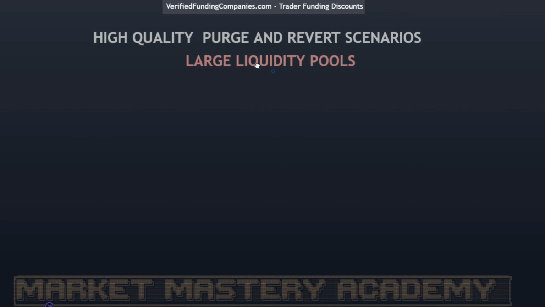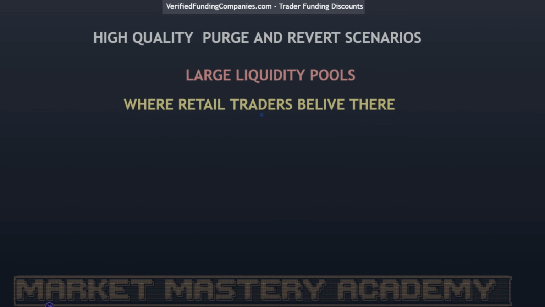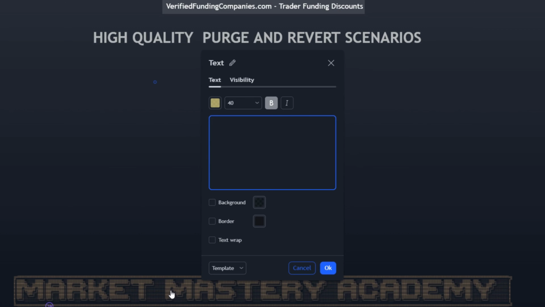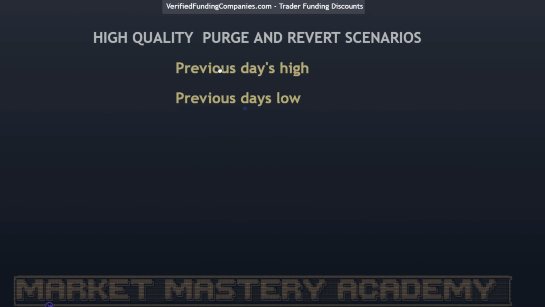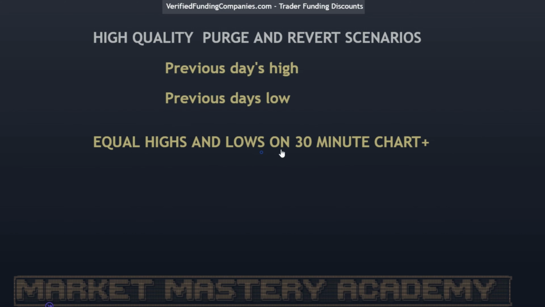These are large liquidity pools where retail traders believe their stop losses are going to be safe. Previous day's high, previous day's low. First off, we have previous day's high and previous day's low. These are high quality Purge and Revert liquidity pools that offer the scenario that we're looking for. Then we have equal highs and lows on a 30-minute or higher chart.